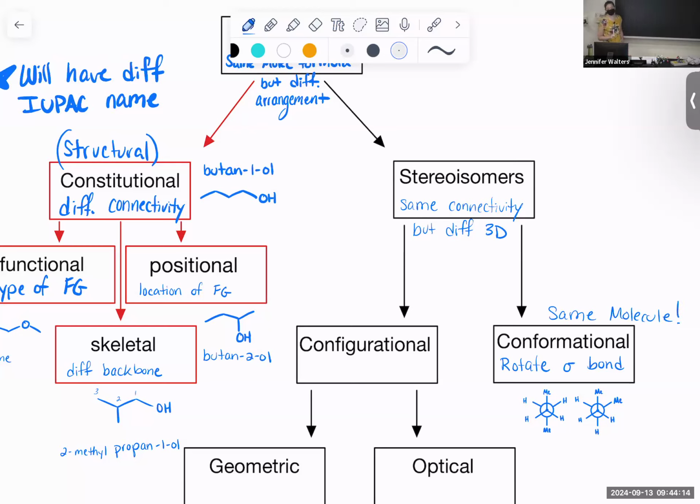So conformational is kind of a weird one because it's literally the exact same molecule. It is just drawn in a slightly different way. All I did was rotate that sigma bond. It's important to note that it's not flipping the molecule over. That is not conformational. That's just taking a different perspective of the same molecule. It actually has to have different energies with it. So it's actually a rotation of a bond. That makes it conformational.